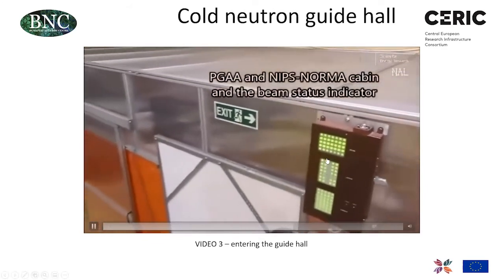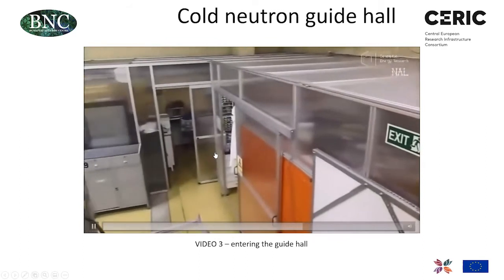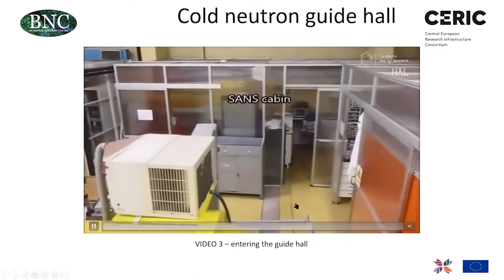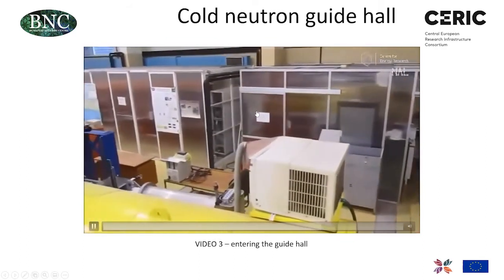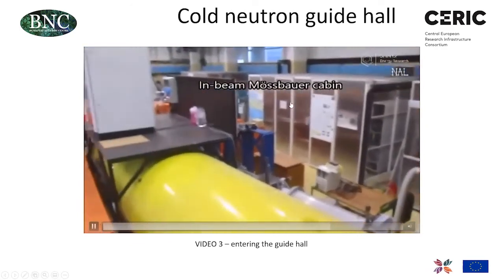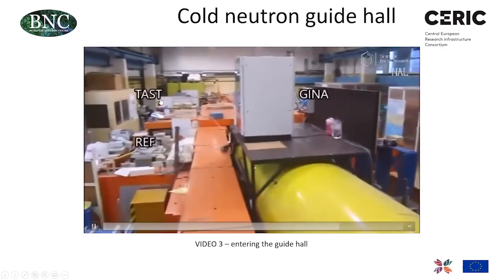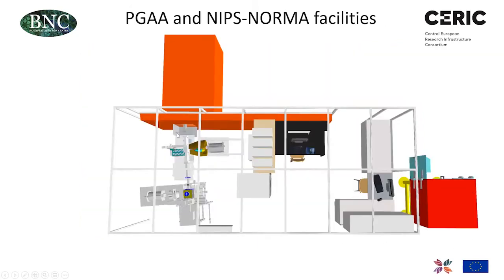This is the beam status indicator. And we have data acquisition hatches for many other instruments. And this is the layout of our cabin. So this is the entrance door. Here is the data acquisition for the PGAA station. Here is for the NIPS station. As you see here, we have two stations.